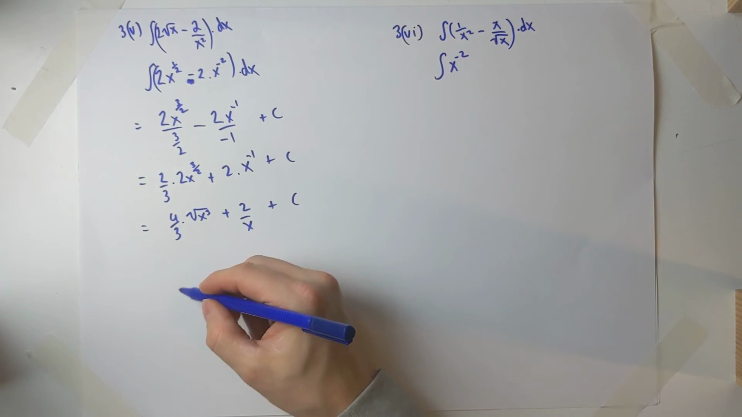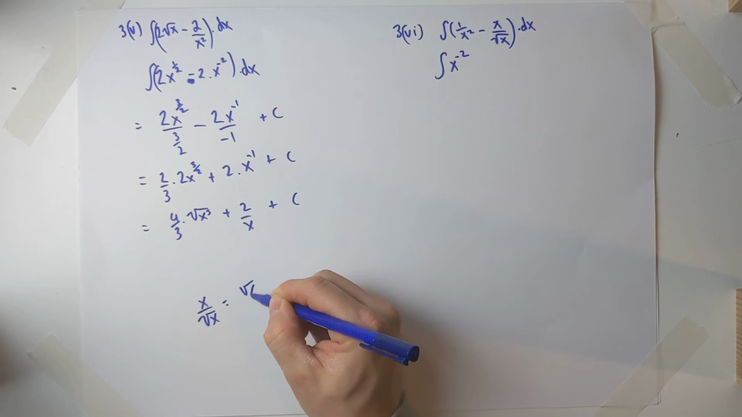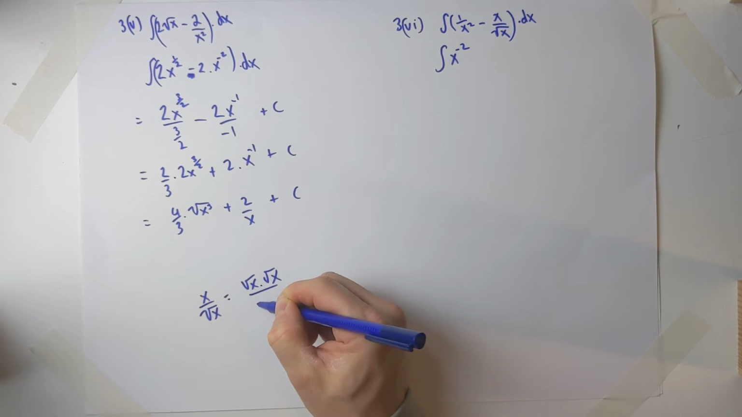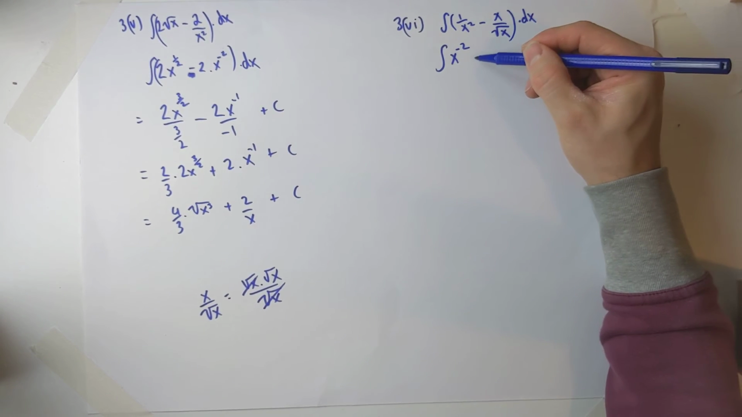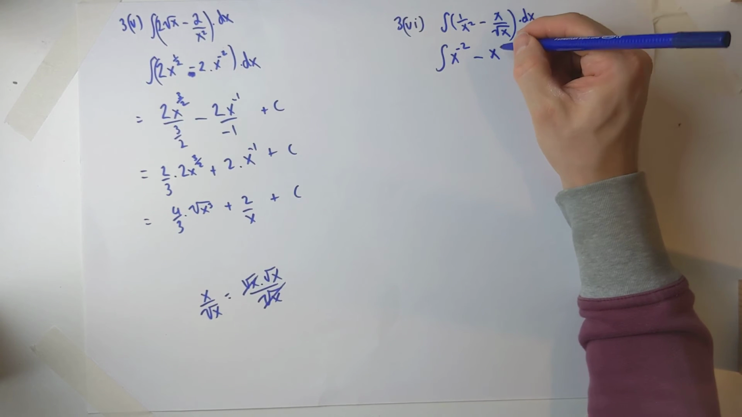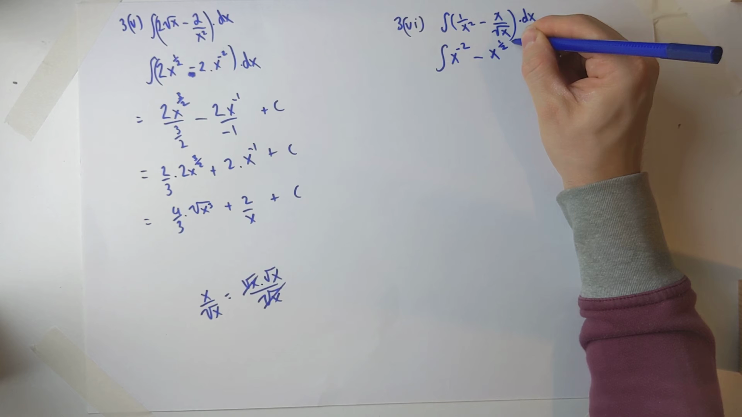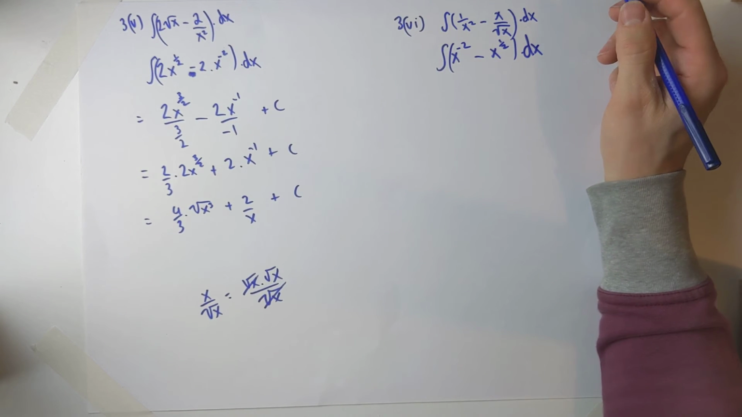So just very quickly, x over the square root of x, that's the same as the square root of x by the square root of x over the square root of x. So they cancel to leave you with the square root of x. So this here just becomes minus the square root of x. And the square root of x is x to the power of a half. And that's what you've got to integrate.